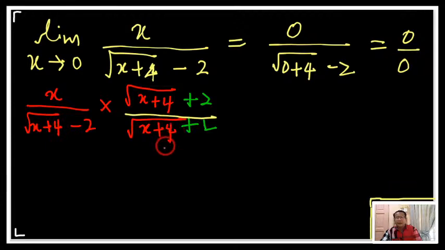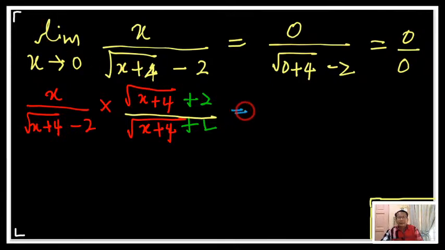And this one is square root of x plus 4 plus 2. Why can we do this? Because square root of x plus 4 plus 2 over square root of x plus 4 plus 2 is equal to 1. It's like multiplying by 1. But why do we want to do this? Because what we want to do is to rationalize this one. After this, you must be able to cancel out x. Otherwise, it is wrong.